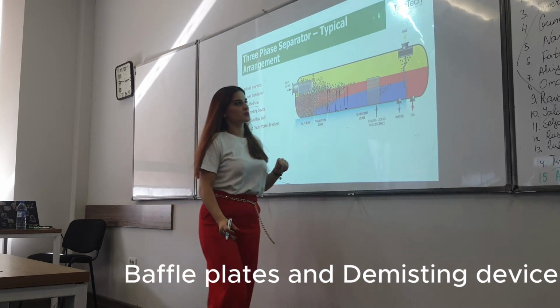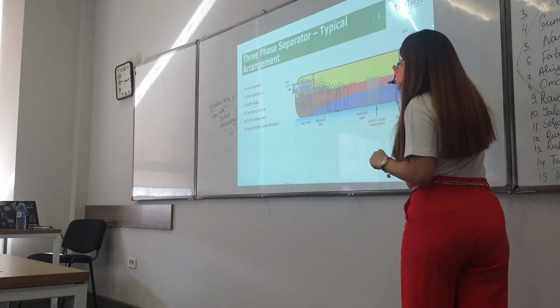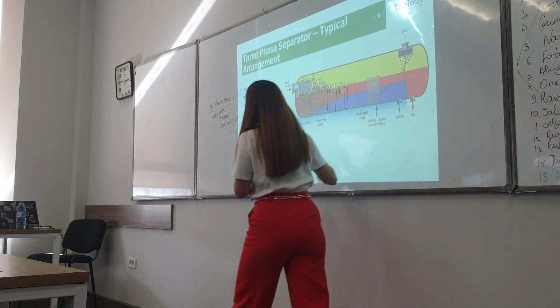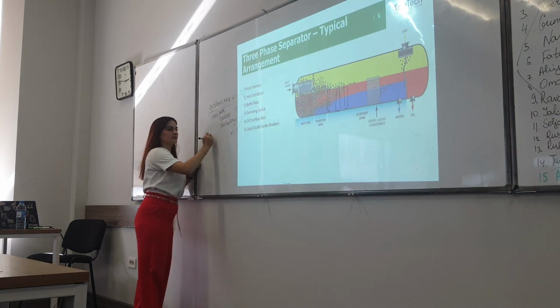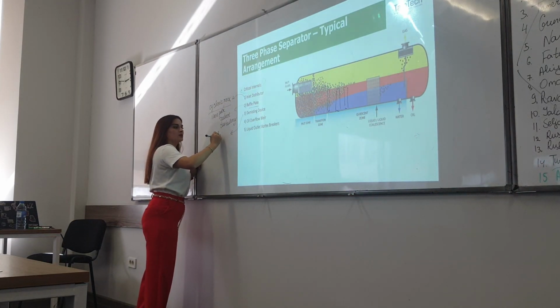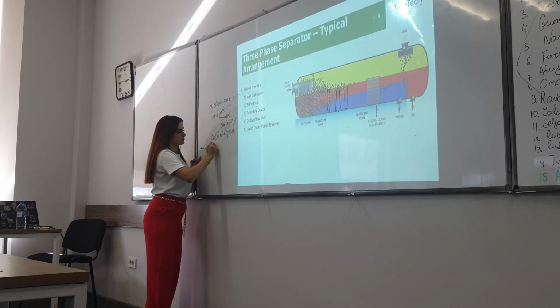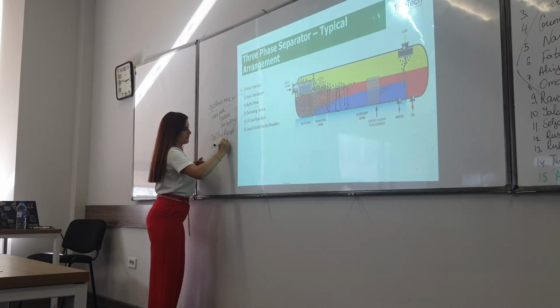The demisting device. Demisting devices are used mainly here for the gas outlet. For what? Connect from gas.